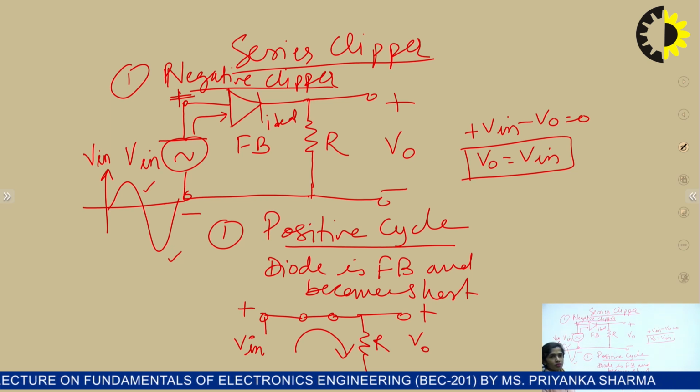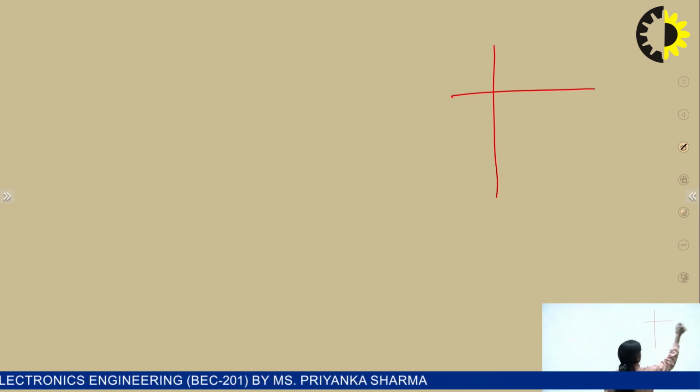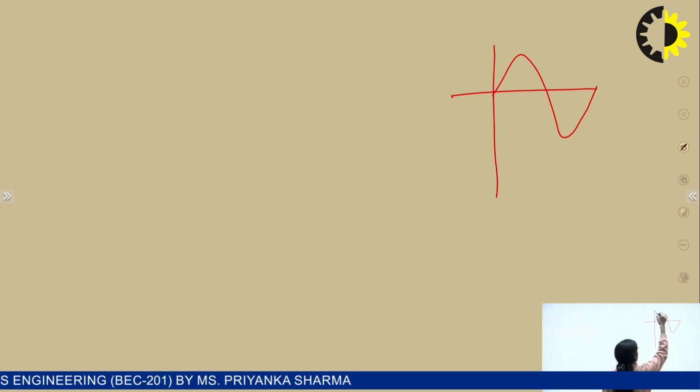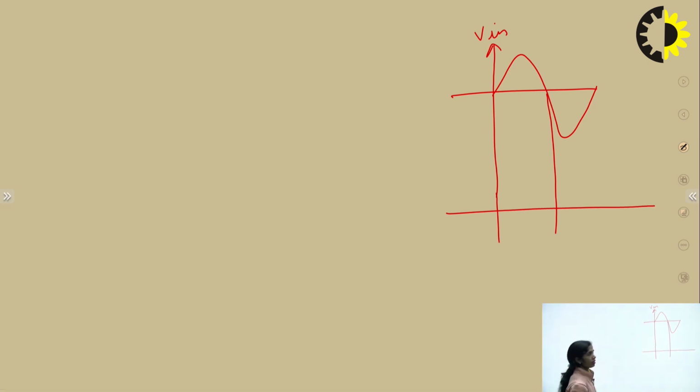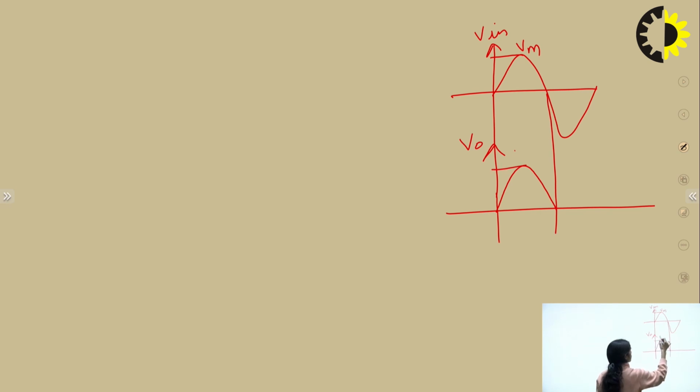If we draw the waveform in the next slide, we will see the complete waveform. This is the input V in. We first calculated the output for the positive half cycle, and we saw that the output equals V in for the positive half cycle. The peak voltage is Vm, so the output voltage is also Vm, because in the positive cycle we get the output exactly equal to V in.